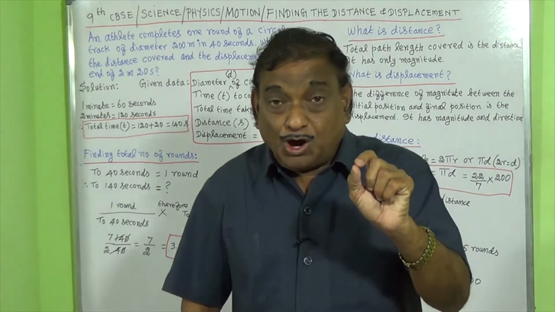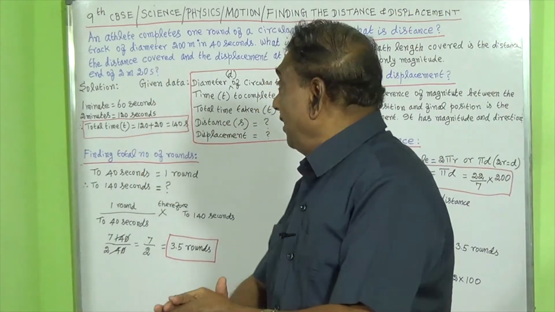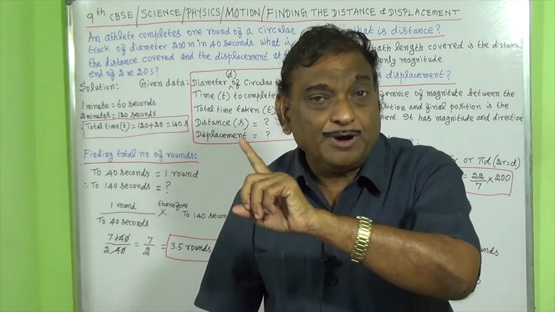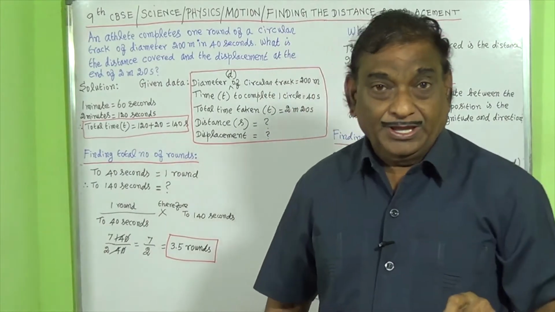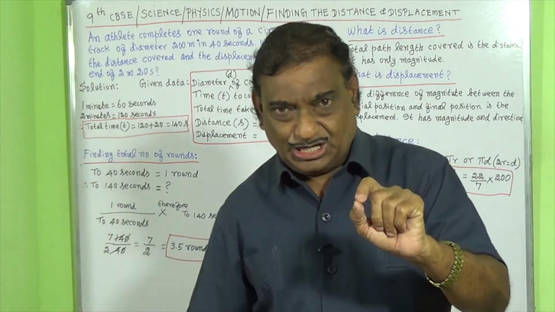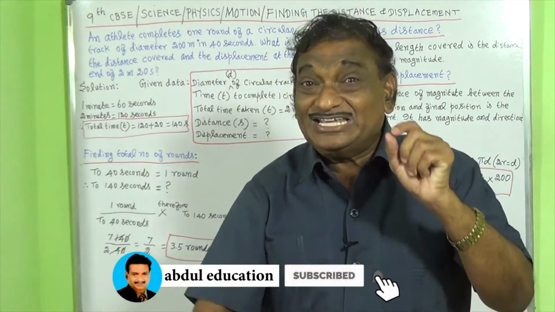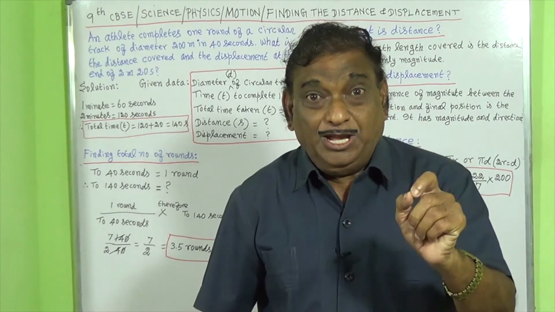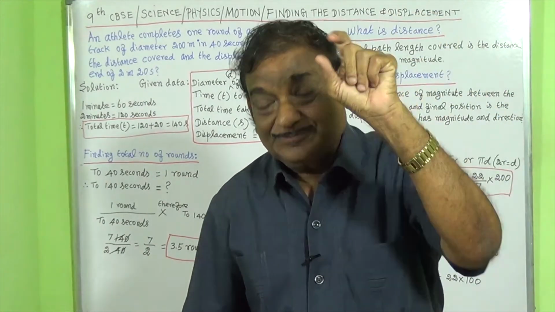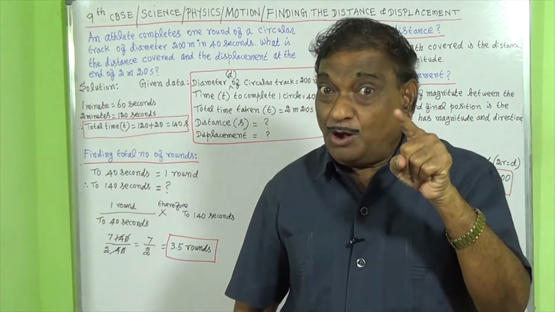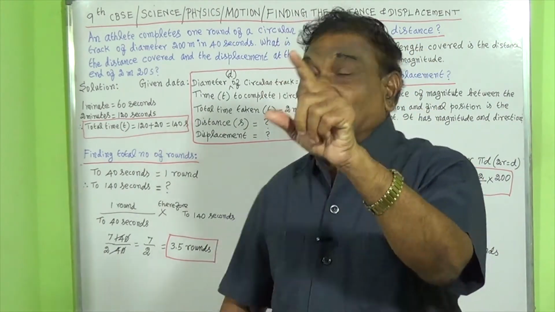Now, we have found the number of rounds completed by the athlete, but we don't need the number of rounds. We need the total distance covered. If the athlete covers one round of a circular track, the distance covered by him will be equal to the circumference of that circular track. So the next problem is, we have to find the circumference of that circular track.